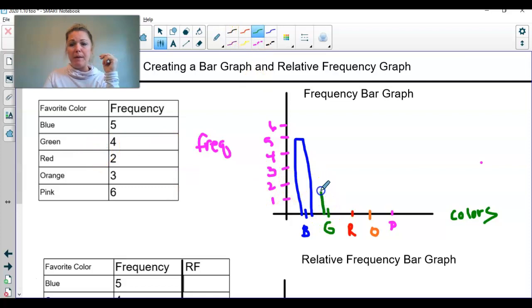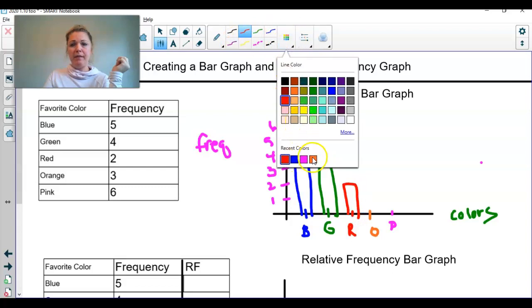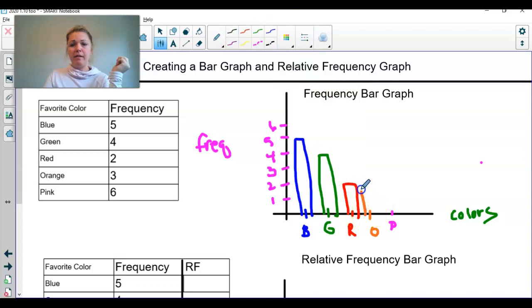Now I want my bars to be about the same width, so I'm going to do my best with using that mouse. So 4 people like green, 2 people like red, 3 people like orange, so up to the 3, over, I'm leaning a little bit, and finally 6 people like pink, so up to the 6, over and down.